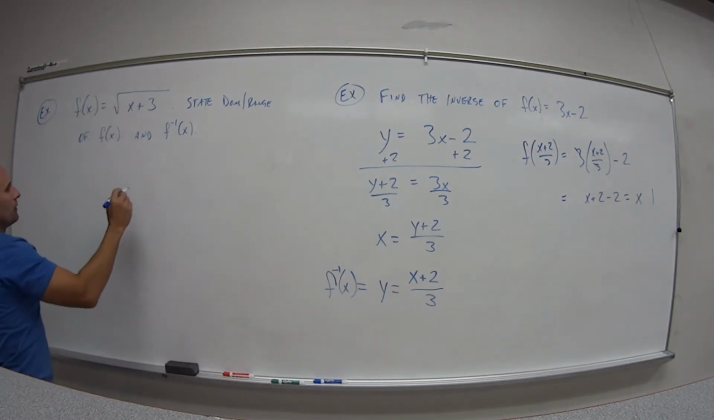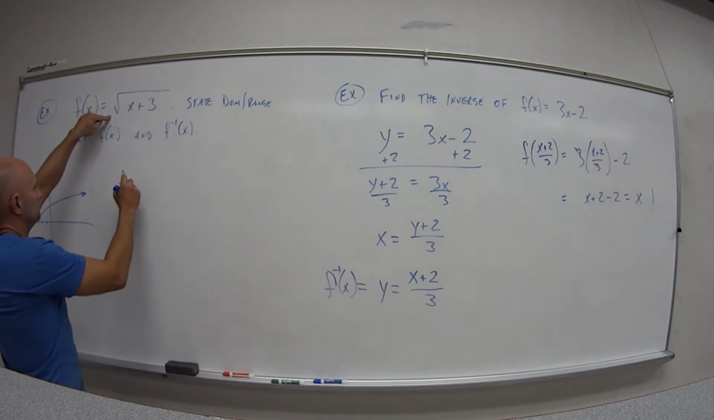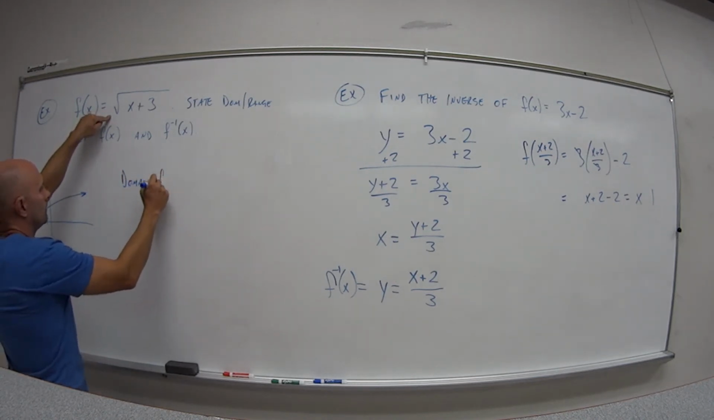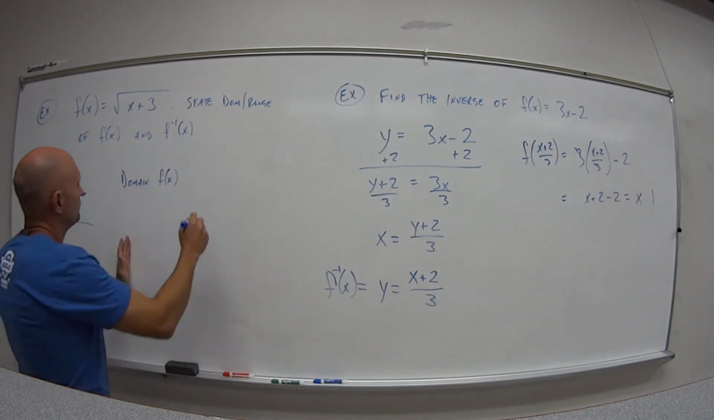So first we have to know, is this a one-to-one function? And it is, because f, the square root of x plus 3, is going to be a function that looks like that. So it passes the horizontal line test. Any horizontal line is only going to hit it once. And so what's my domain of f of x? Well, it's everything from -3 up to infinity.